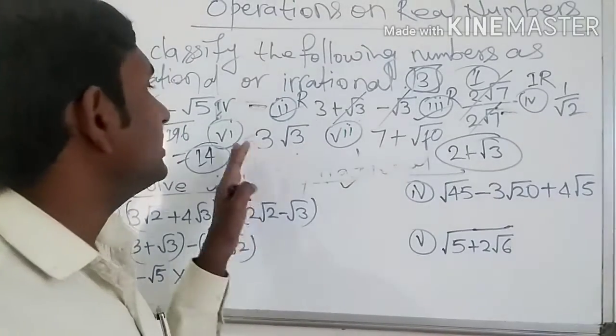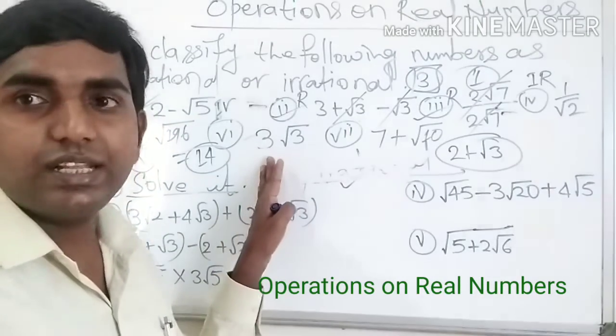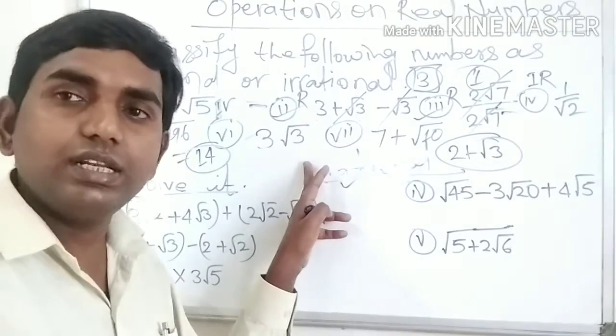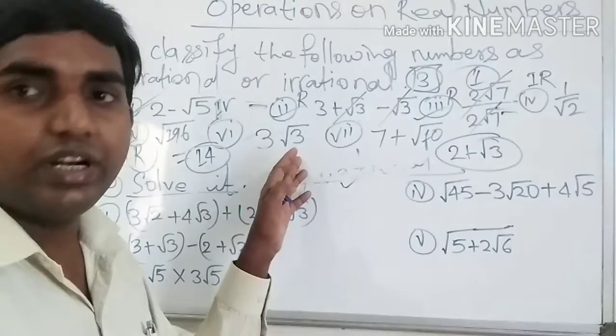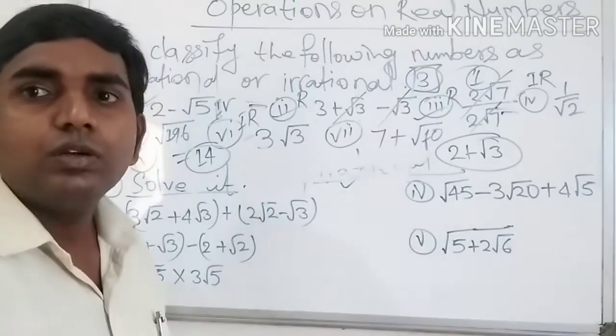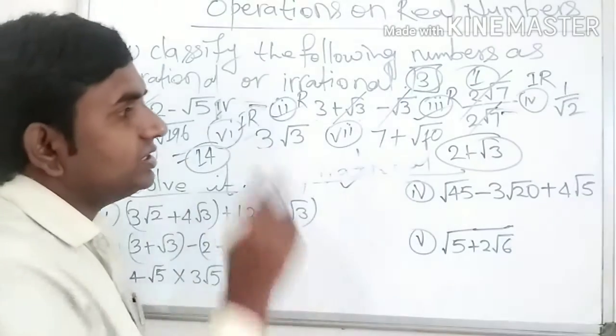Same as in question number 6, we have 3 under root 3. We want to classify this as a rational or irrational number. So here 3 is a rational number and under root 3 is an irrational number. Here a product is given, so it's an irrational number, because we know that the product of a rational number and an irrational number is always an irrational number. So it's an irrational number.